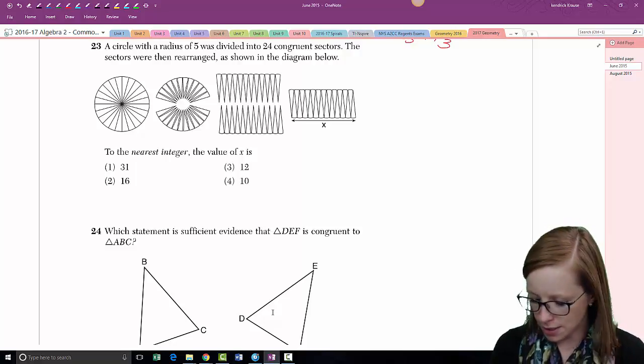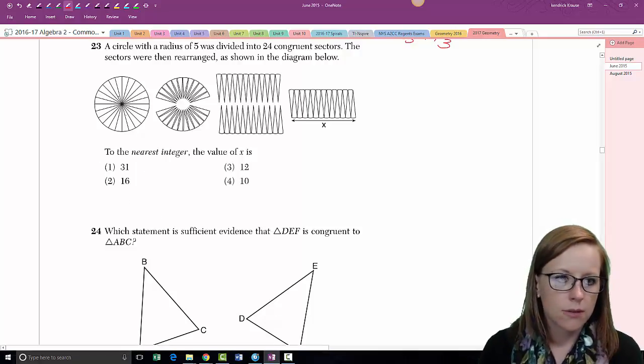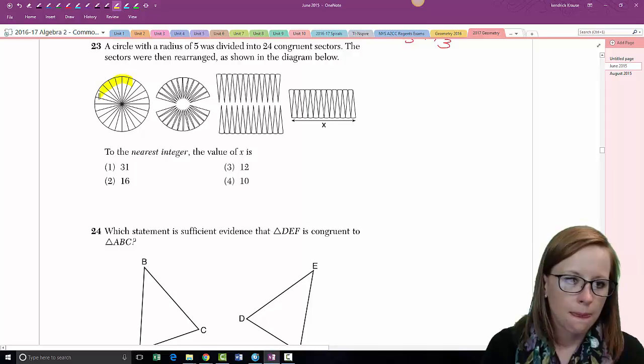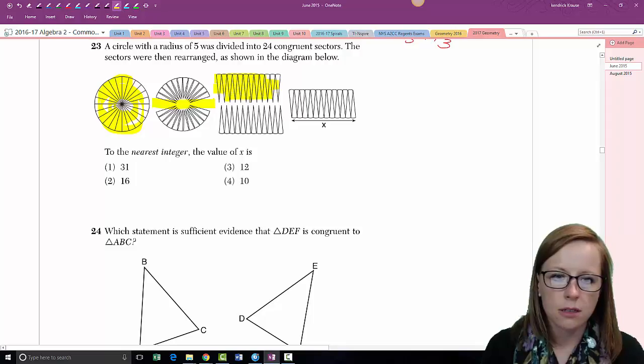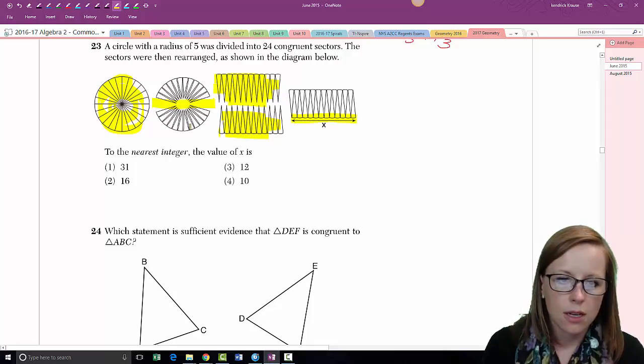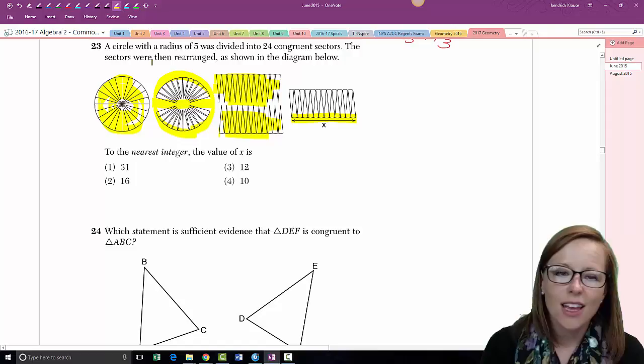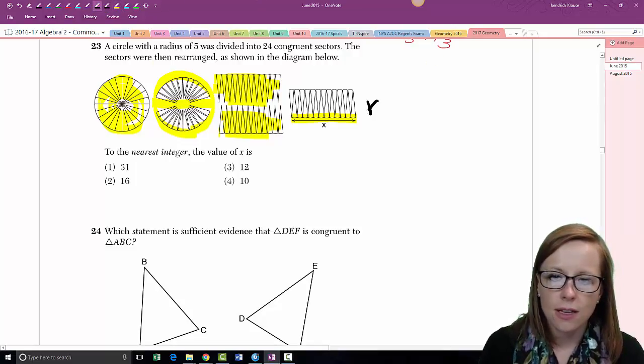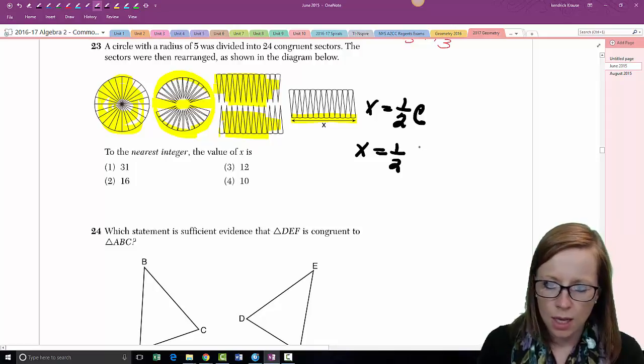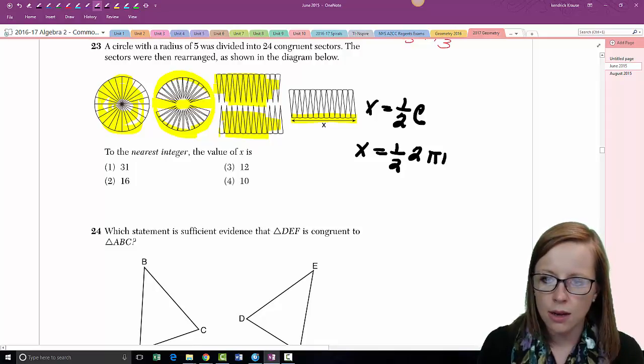All right, so as you can see, we take this circle, this beautiful circle, and we split it in half, right? Cutting it in half. So this is half of the circle, and this is half of the circle. So this length is half of the length around the outside of the circle, also known as half of the circumference. X is equal to half of, and our circumference formula is 2 pi r.